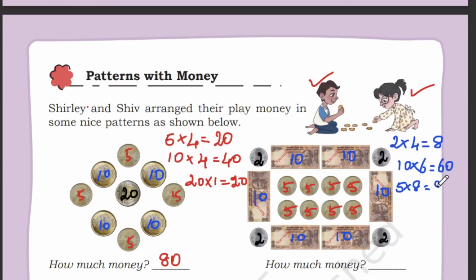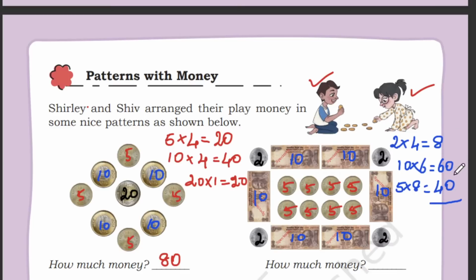Students, multiplication, addition, subtraction are going to play a very major role. So please practice whenever you get time. Okay, so 5 eights are 40. So the answer is 60 plus 40 is 100. 100 plus 8 is 108.